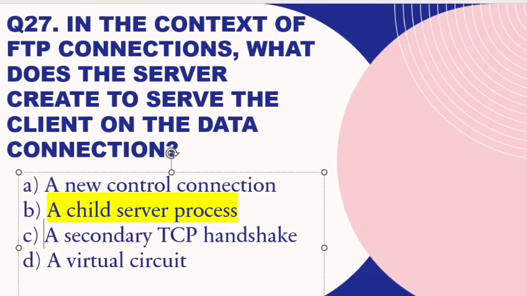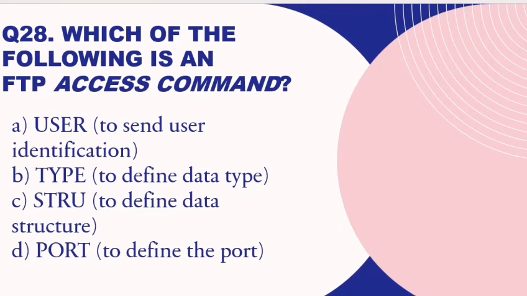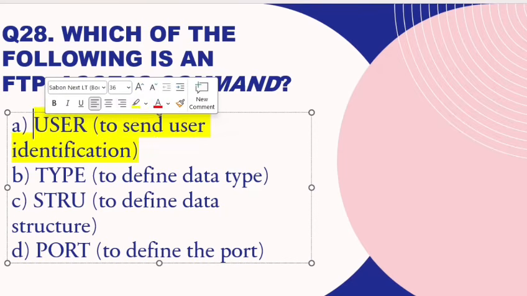Now moving on to our next question, question number 28. Which of the following is an FTP access command? Option A USER to send user identification. Option B TYPE to define data type. Option C STRU to define data structure. Option D PORT to define the port. So the correct answer for this question is option A USER.